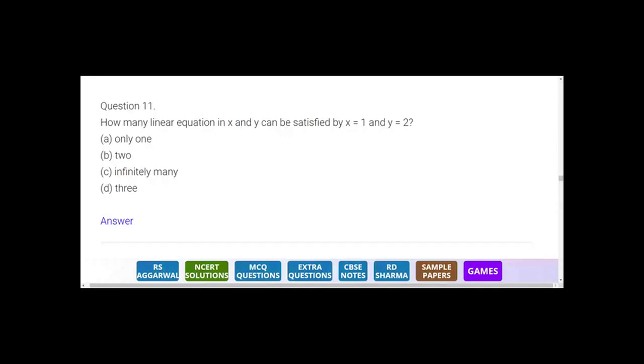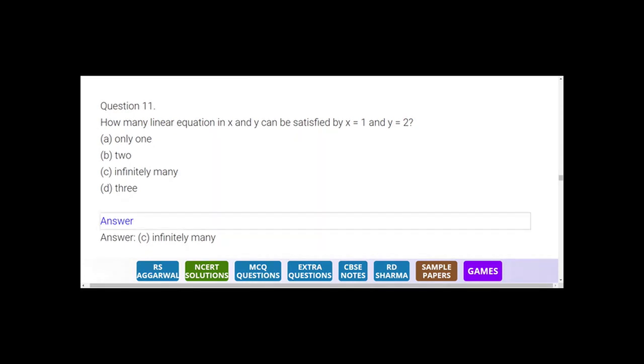We finished with Naveen. Pavitra? Yes, ma'am. Question 11. How many linear equations in x and y can be satisfied by x equal to 1 and y equal to 2? Ma'am, option C. I think we had the same question yesterday, no? Same question was there. Correct.